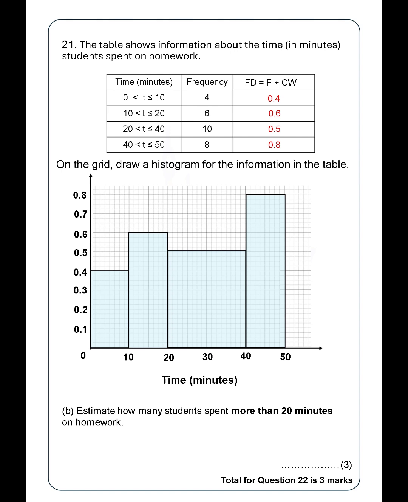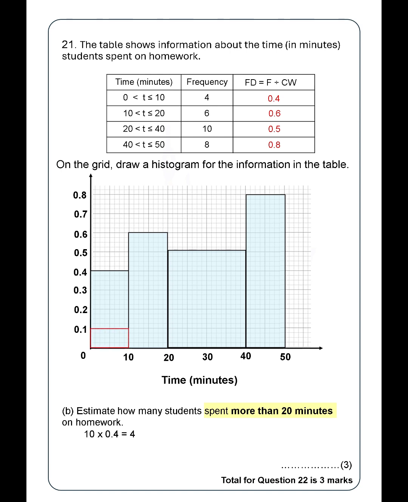Now part B, estimate how many students spent more than 20 minutes on homework. So to work out how many students, we need to work out the frequency. Now frequency is equal to frequency density multiplied by class width. The question explicitly says students that spend more than 20 minutes. So to work out frequency, 10 multiplied by 0.4 is equal to 4.